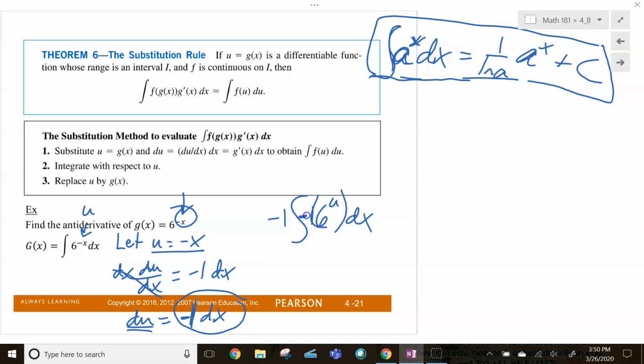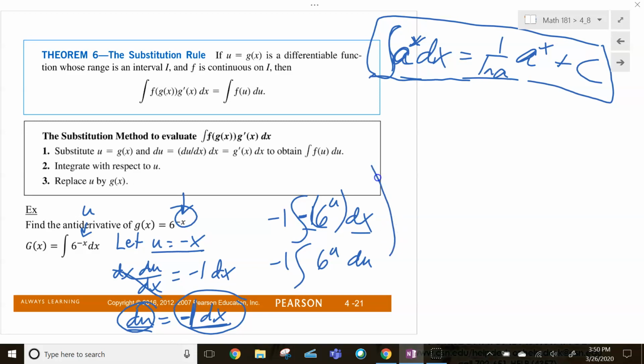All right, so I have a negative 1 right here and a dx. So there's my du, right? Negative 1 dx is du. So I make the replacement, and then that negative 1 stays on the outside. Now it fits the rule. Okay, u is my x, 6 is my a.